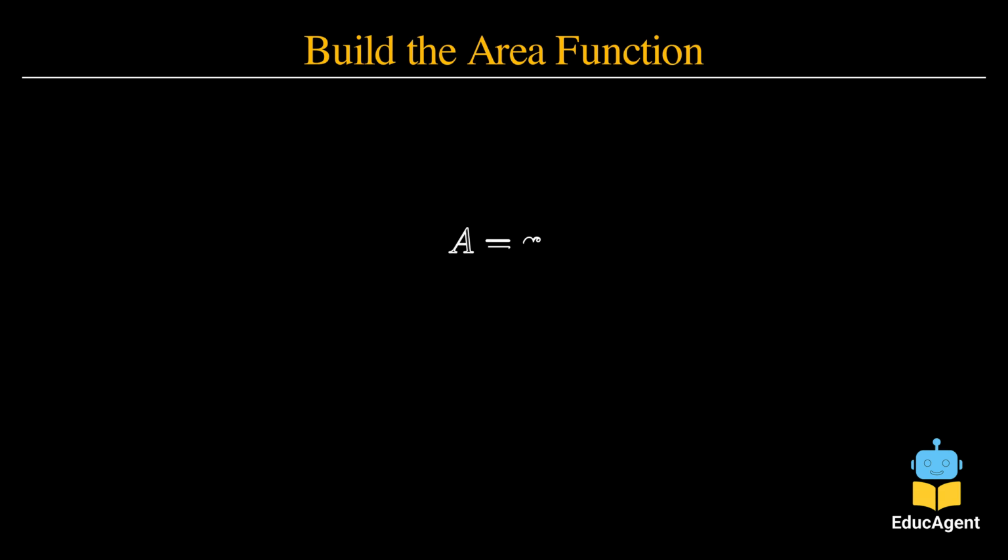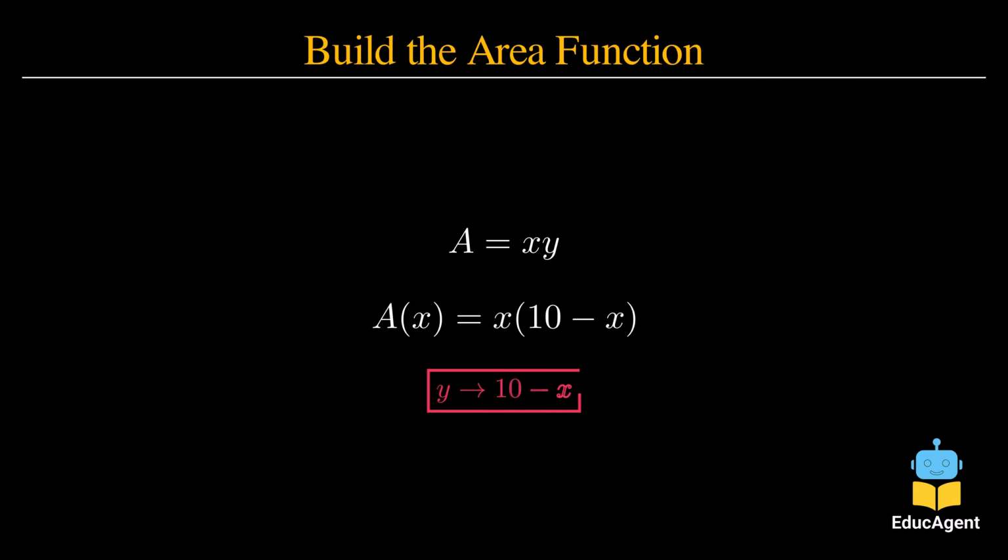The area of a rectangle is length times width. Substitute y equals 10 minus x. Now the area depends only on x. This is the key move, turning a two-variable formula into a one-variable function.